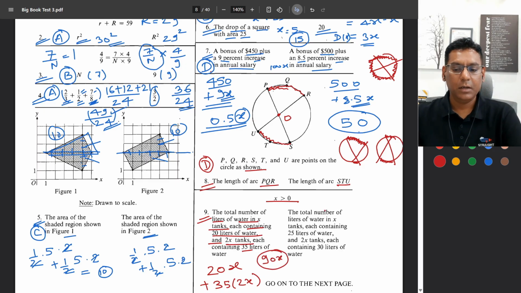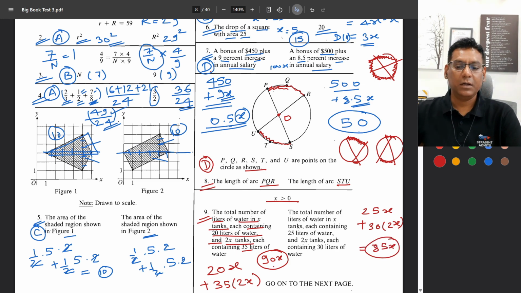Total number of liters of water in x tanks, each containing 25 liters. So that is 25x plus 2x tanks, each containing 30 liters. So 30 and 2x. So this is going to be 25 plus 60. So that's going to be 85x. So I have 90 and 85.